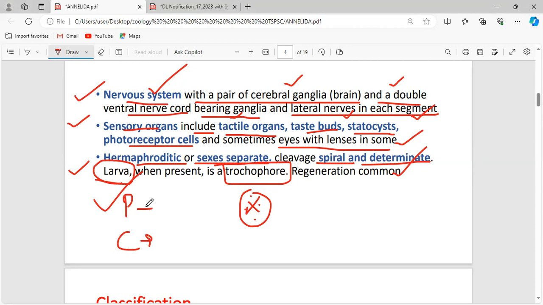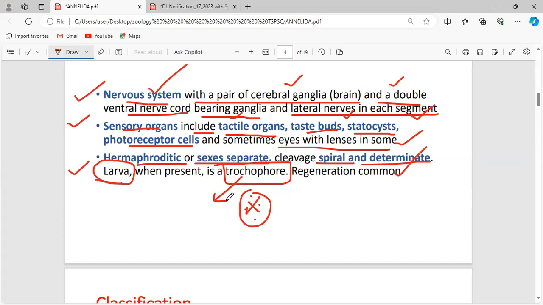Anyhow, I'm going to provide you an important flow chart with respect to all these phyla, but you should know what the larval stages seen in all the phyla are, and which phyla are devoid of larval stages, in which organisms the development is direct without any larval stages. Like that, you should know that.